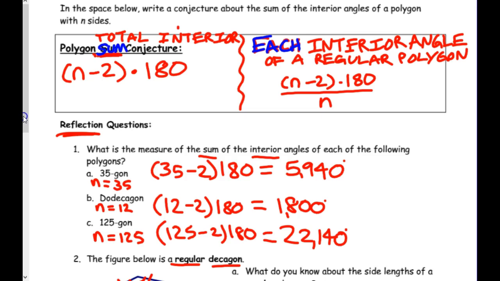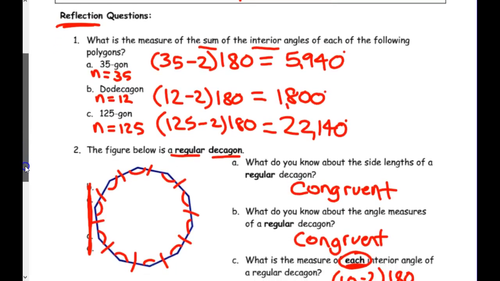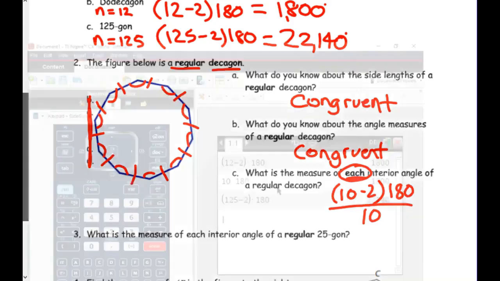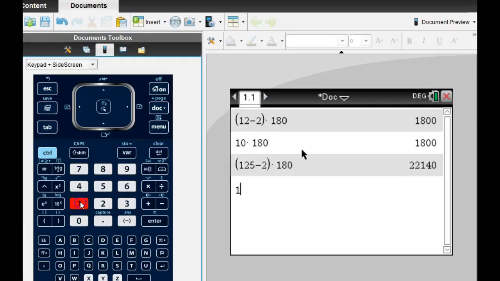So let's go back to where we were at on letter C. So I need to plug this in my calculator. 10 minus 2 times 180 divided by 10. So 10, sorry, back up. 10 minus 2 times 180 and then divided by 10, okay?